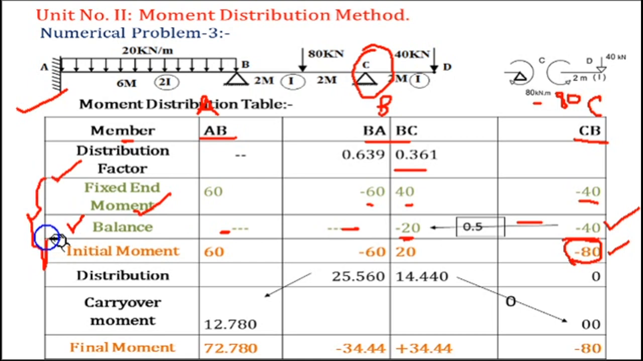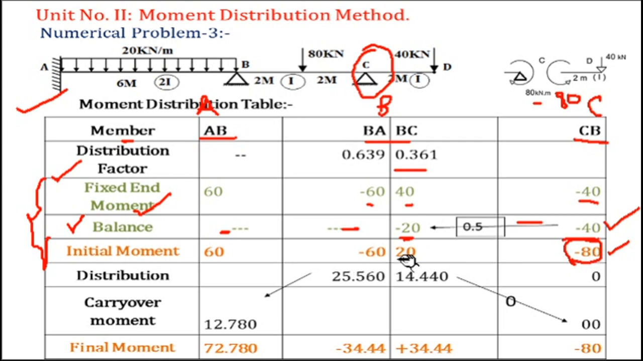So after doing the balancing, you have to add fixed end moment and balance moment together. So 60 plus 0 will become 60, minus 60 plus 0 becomes minus 60, 40 minus 20 becomes plus 20, and minus 40 plus minus 40 becomes minus 80.